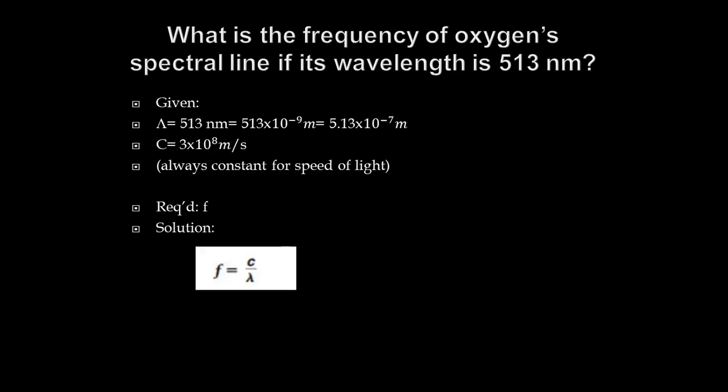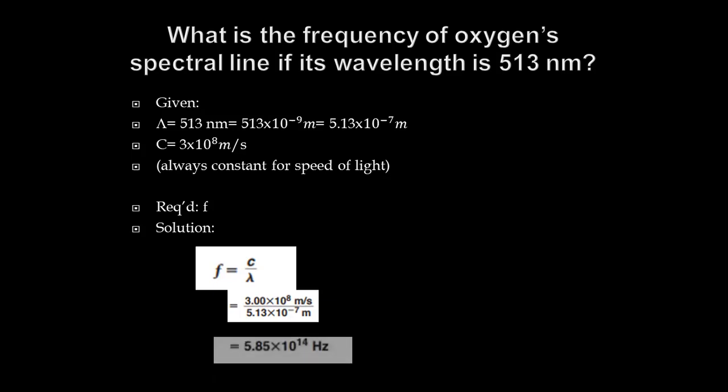The frequency is equal to the ratio of the speed of light and wavelength. We're going to plug in the values. The speed of light is again 3 times 10 raised to 8 meters per second, all over the given wavelength for the oxygen at 5.13 times 10 raised to negative 7 meters. Further simplifying, this gives us 5.85 times 10 raised to 14 hertz.